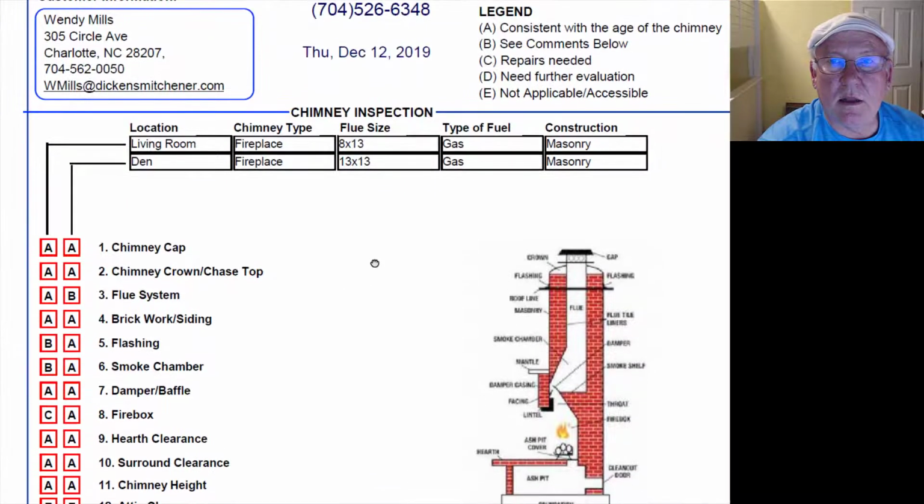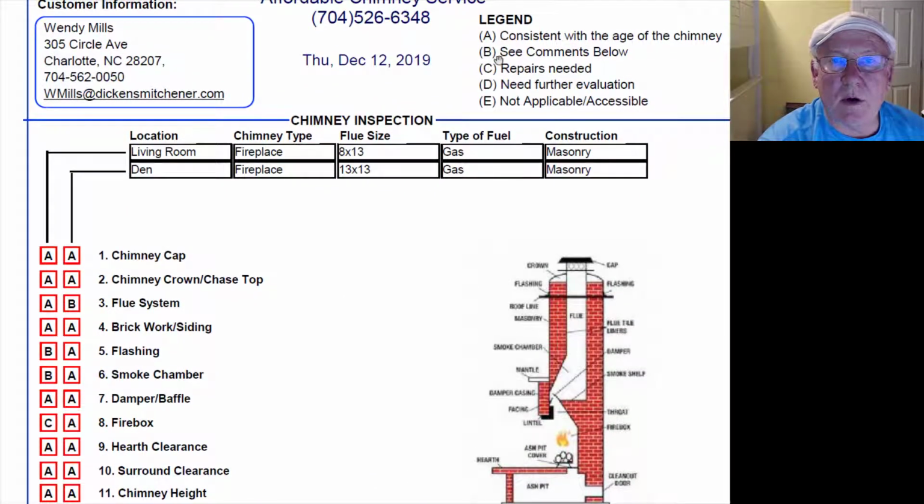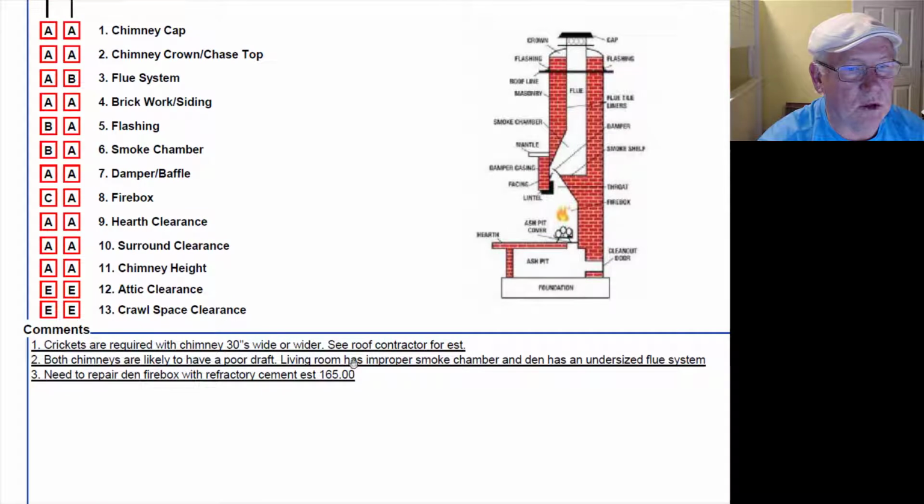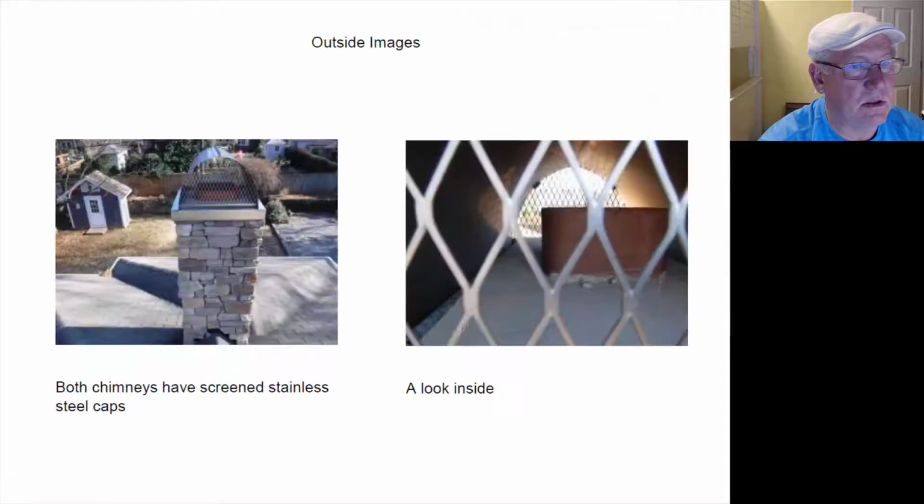Let's take a look at how this report reads out. Upper right-hand corner is a legend. Each one of these initials pertain to something. A is consistent with the age of the chimney. B, comments below. C, repairs needed. D, need further evaluation, or E, not applicable. Placed into the boxes next to the parts of the chimney that can be easily identified in this diagram. And then, of course, you'll find my comments here below.